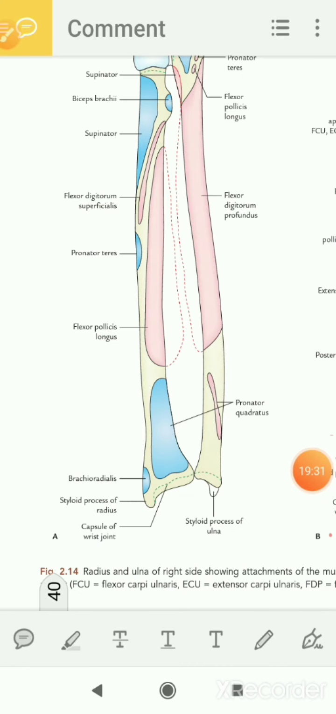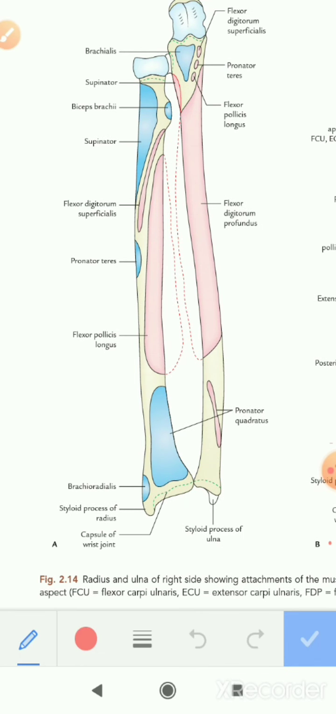Then come to the lower end. The lower end has two parts, that is the head and the styloid process. This part is the head, and this is the styloid process.